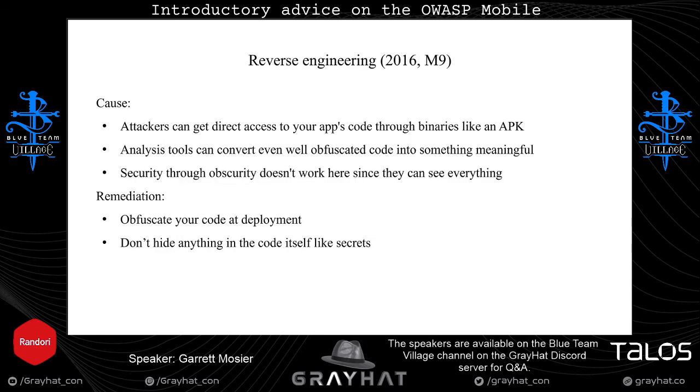Next up, we're going to be talking about reverse engineering. Similar to the previous one, this is when an attacker can get direct access to your code through the binary, such as an APK. That's often going to be on a primary app store. And analysis tools can convert even very well obfuscated code from something like an APK into meaningful Java. And because of that, security through obscurity doesn't work here, because an attacker can see all of your code. It may not have the exact same variable names, but it's going to be more or less the exact same, and they can do a lot with that.